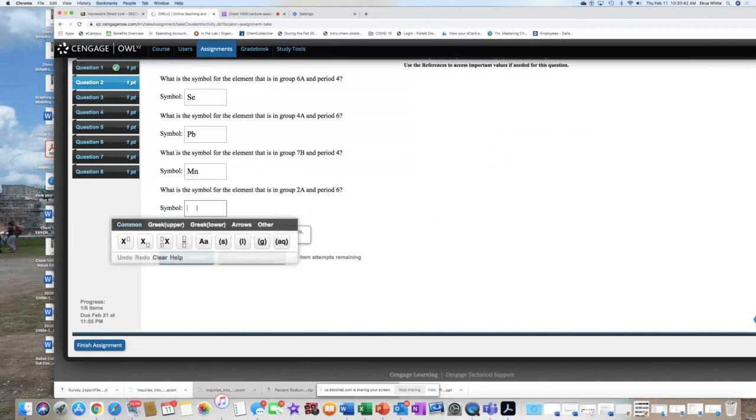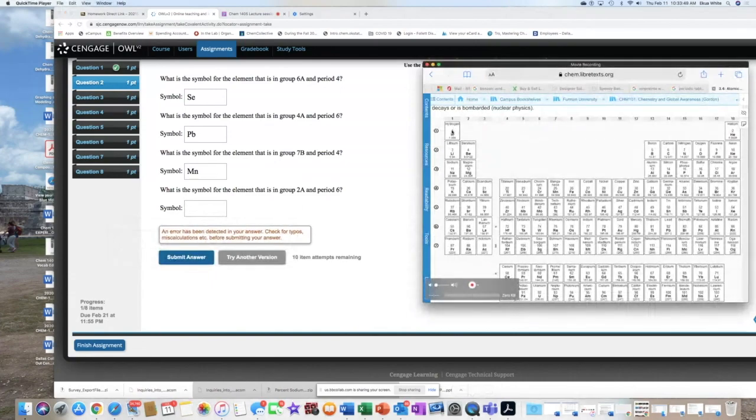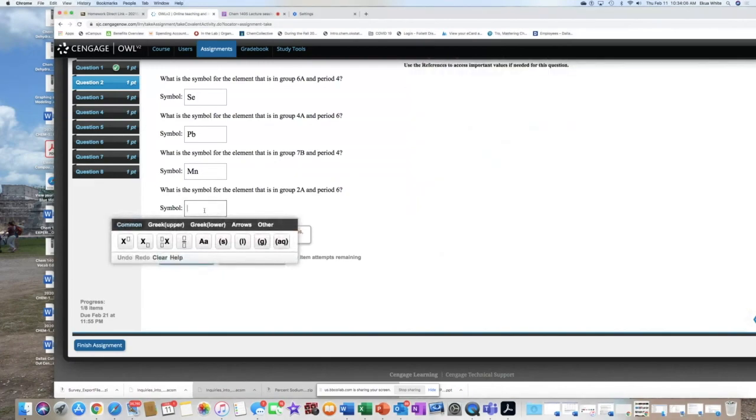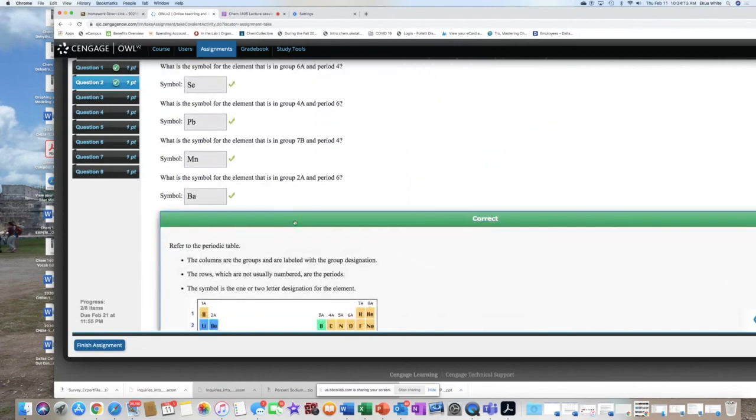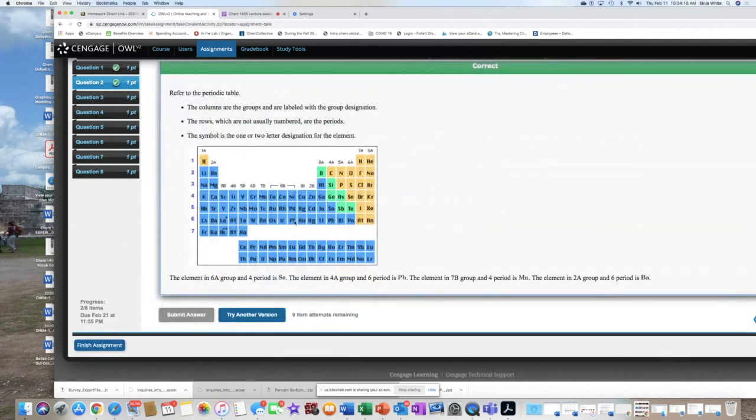Let's see if that one works. What is the symbol for the element that is in group 2A and period 6? So let's find 2A. We're back to A. 1, 2. Oh, sorry. Period 6 first, then 2A. Okay. 1, 2, 3, 4, 5, 6. Period 6, group 2A. This is 2A. So barium. Okay, let's try. Yeah, that can be a little confusing. Just want to be careful about that. Okay, let's see how that works out. Yay. Okay. So that looked good, right?